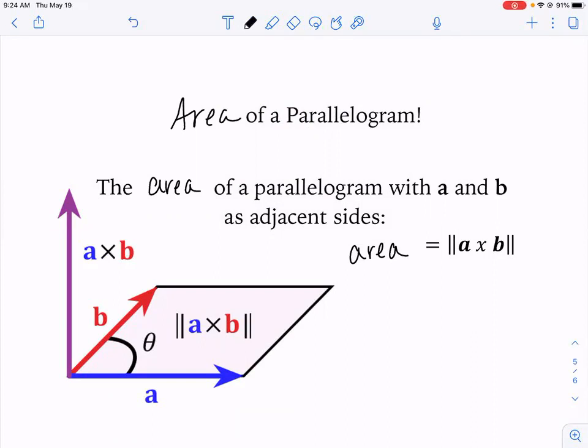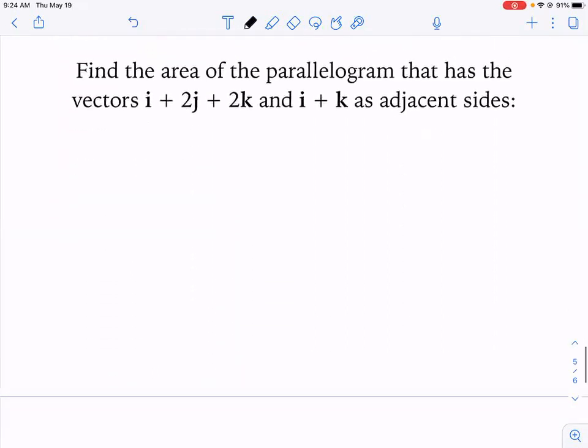It's a special parallelogram. Okay. So if I know the vectors of the 2 sides, I can find their cross product, and with that cross product, find the magnitude, and that is the area of our parallelogram. Okay, so here are our adjacent sides. Maybe write them down.